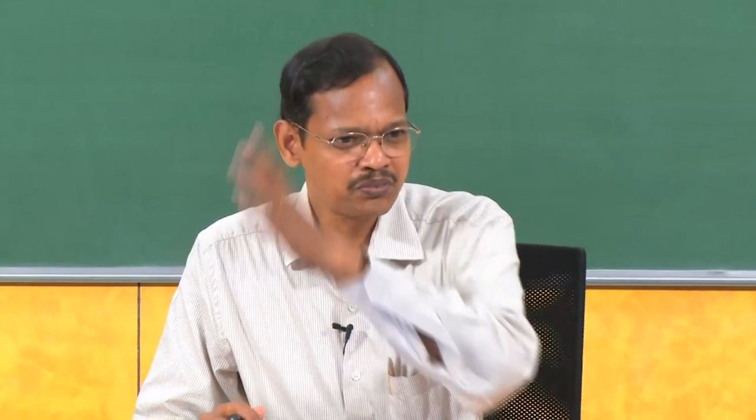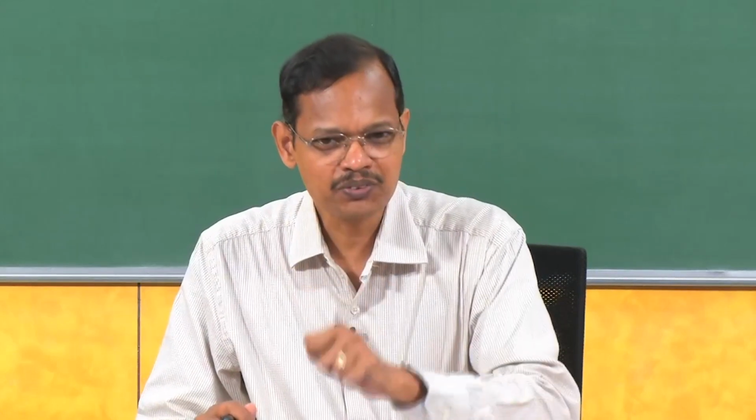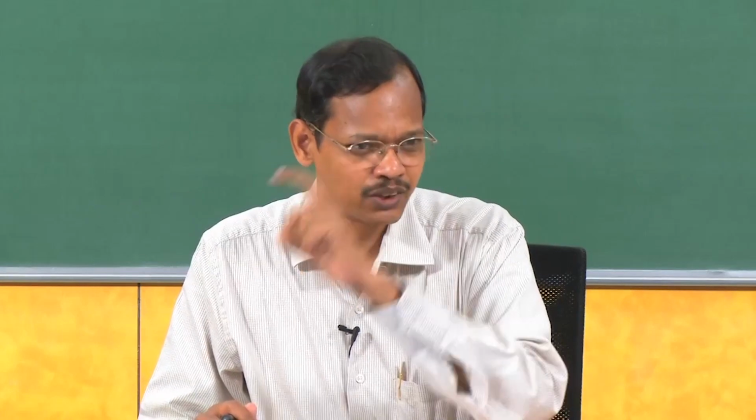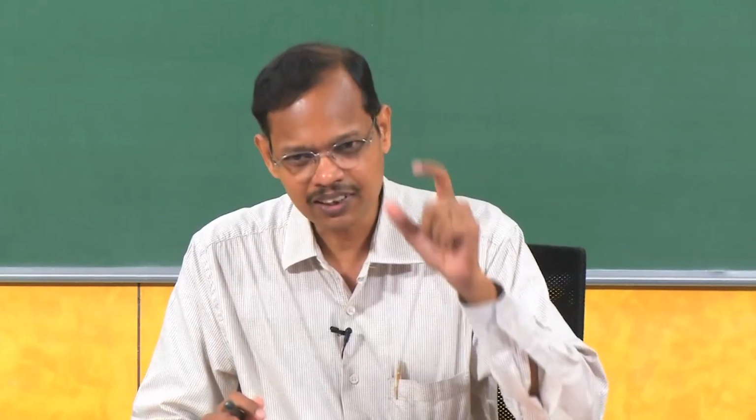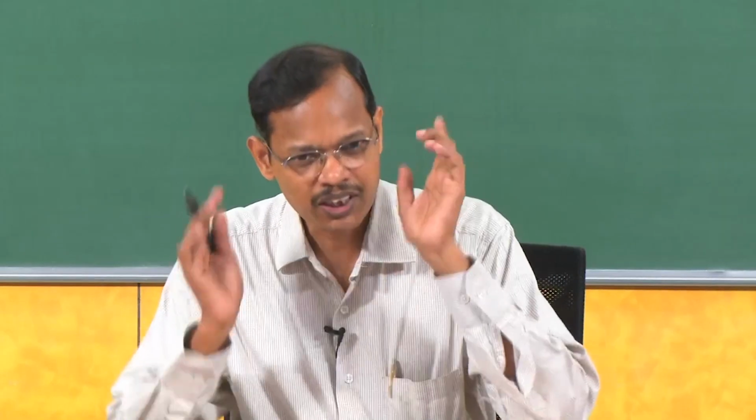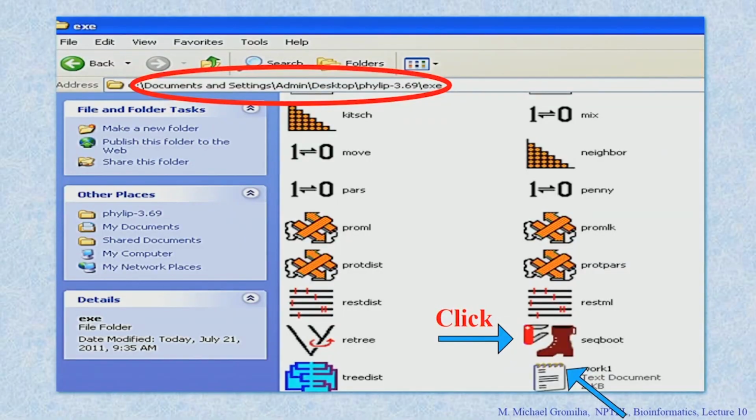Do it for 1000 times and 10,000 times and then see how many times you get the same two sequences that are aligned together, right. If it is completely random, you do not get any consistent distribution. If two are really closely related, then always you get them close to each other. I will show you how to do this.